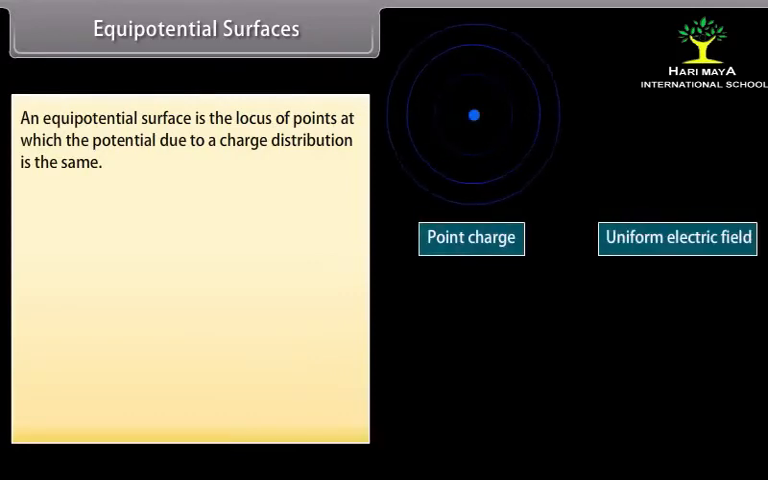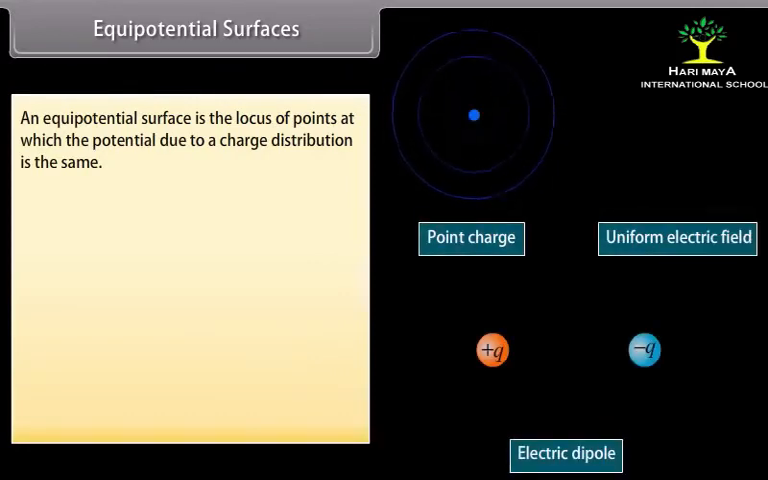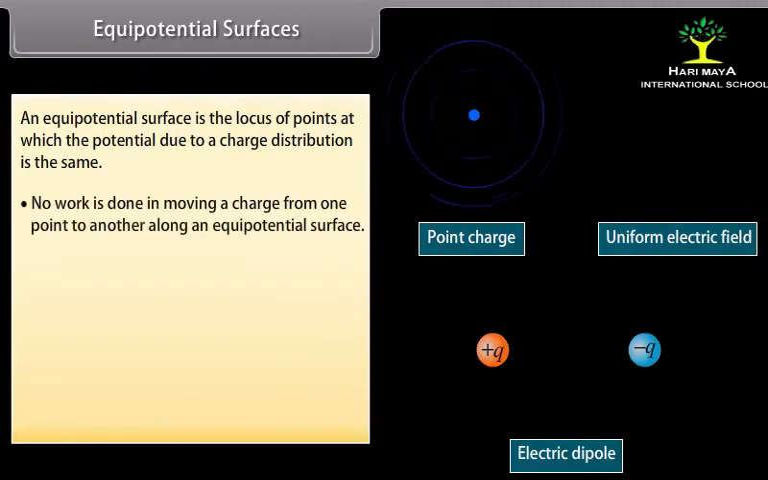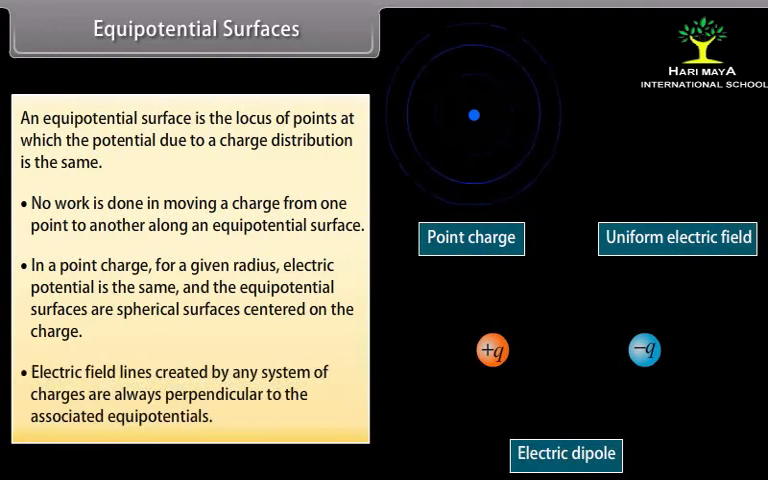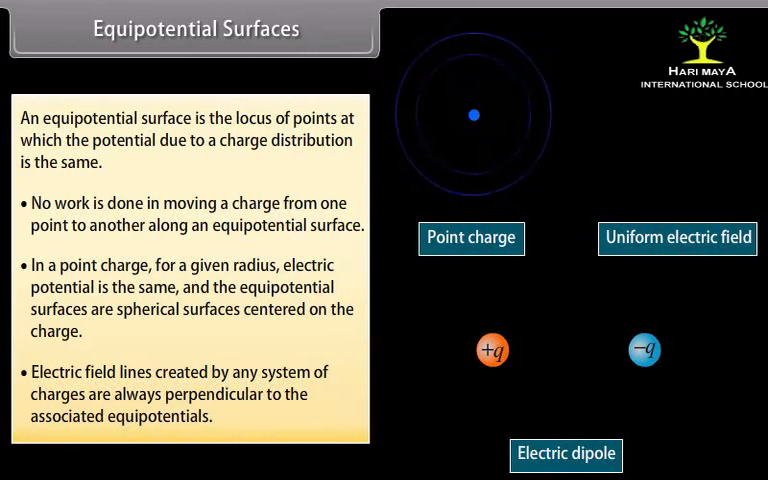Equipotential surfaces. An equipotential surface is the locus of points at which the potential due to a charge distribution is same. No work is done in moving a charge from one point to another along an equipotential surface. In a point charge for a given radius, electric potential is same, and the equipotential surfaces are spherical surfaces centered on the charge. Electric field lines created by any system of charges are always perpendicular to the associated equipotentials.